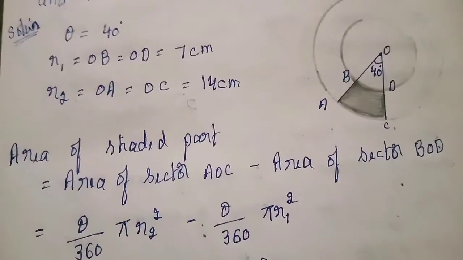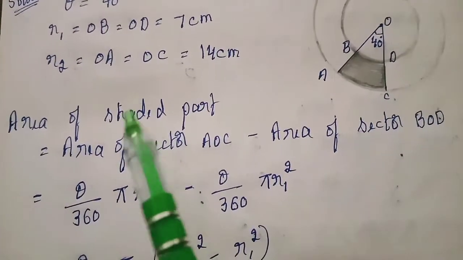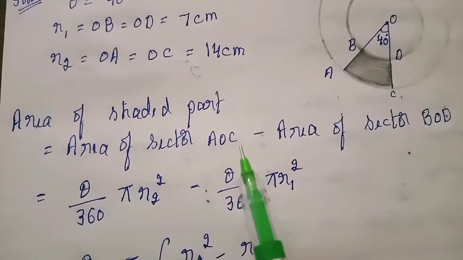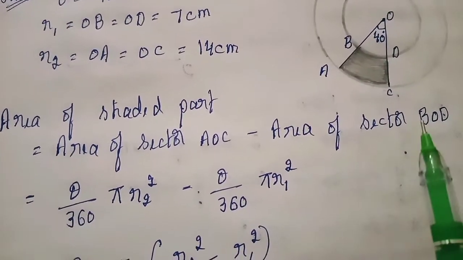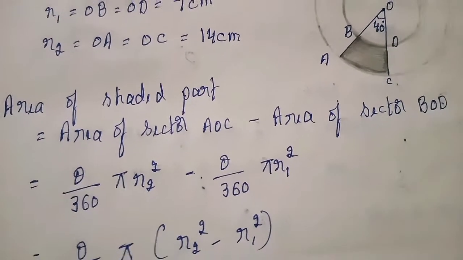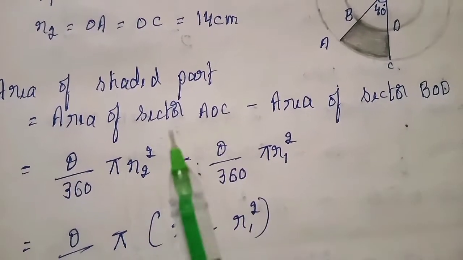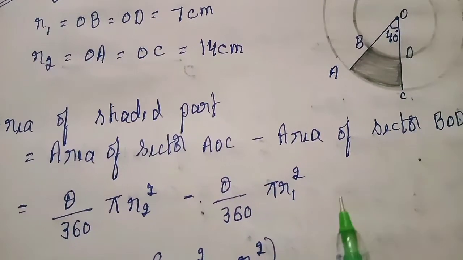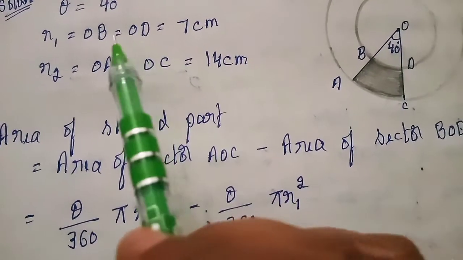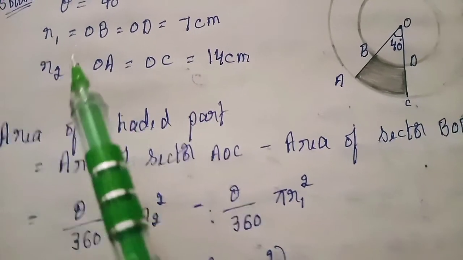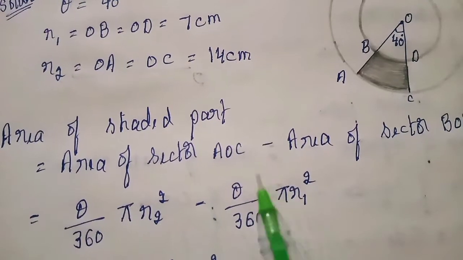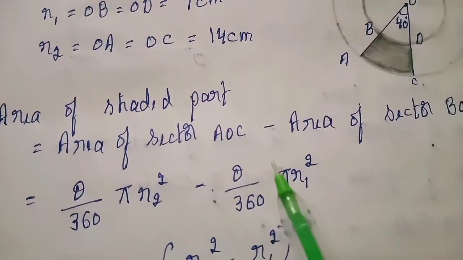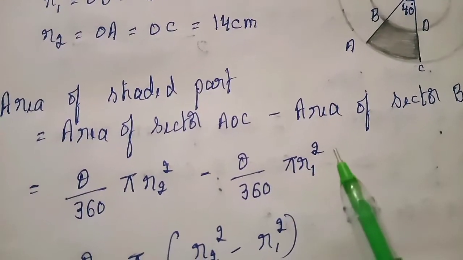Now very easy concept and very important for 2 marks. So area of shaded part equals area of sector AOC minus area of sector BOD. Now what is the area of sector formula? Theta by 360 into pi r square. Why am I using R2, R1? To differentiate both the radii, you can use small r or capital R, or you can use R2, R1. So the bigger radius is R2, so I am using here theta by 360 into pi R2 square minus theta by 360 into pi R1 square.